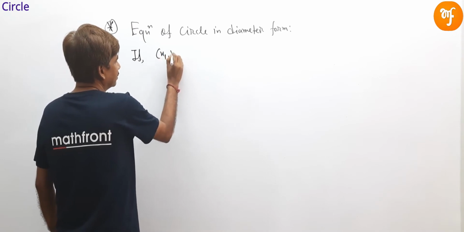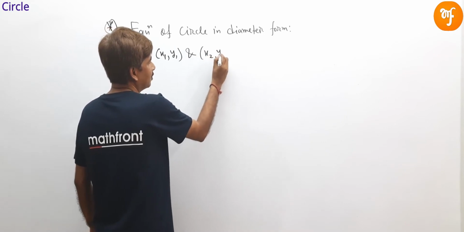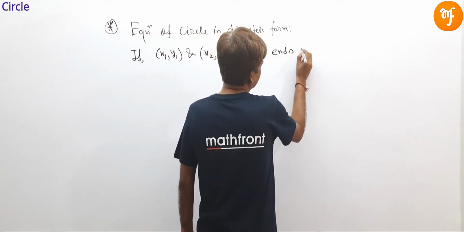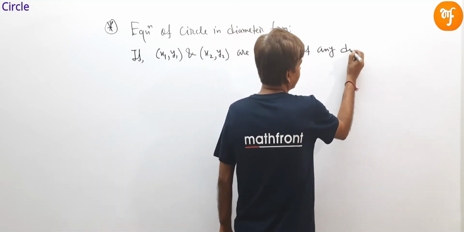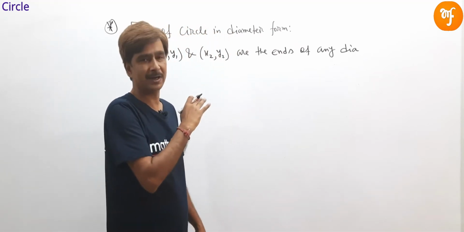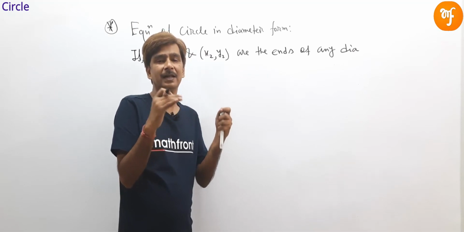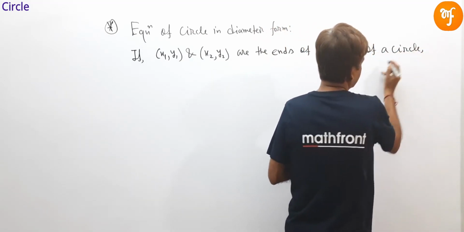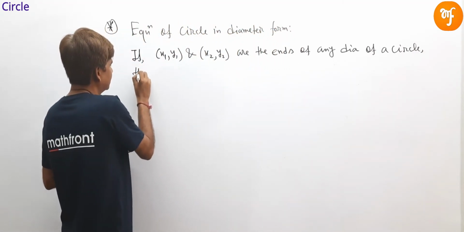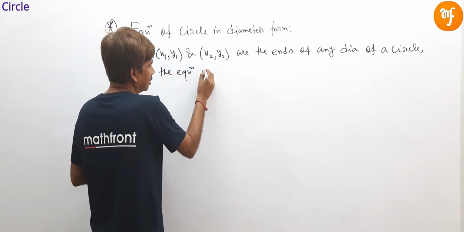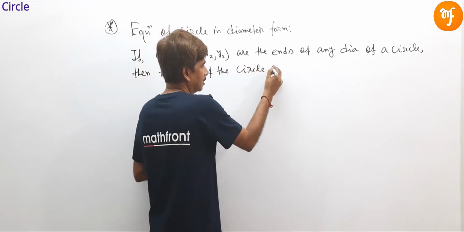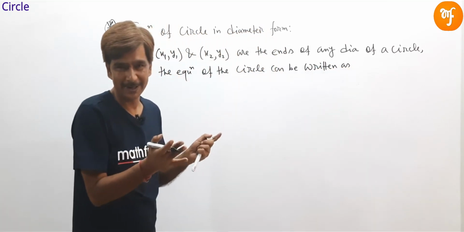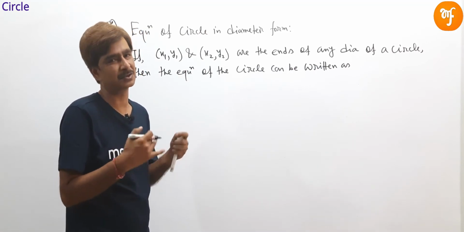If x1, y1 and x2, y2 are the ends, meaning the extremities, of any diameter of a circle, then the equation of the circle can be written as x minus x1 into x minus x2 plus y minus y1 into y minus y2 is equal to 0.